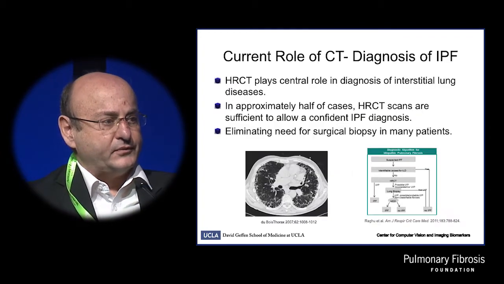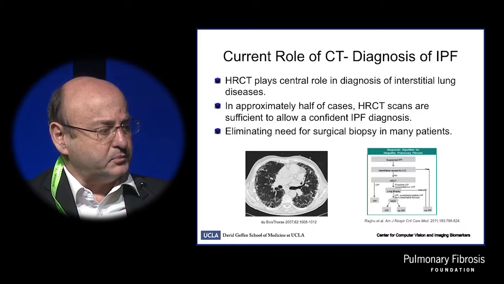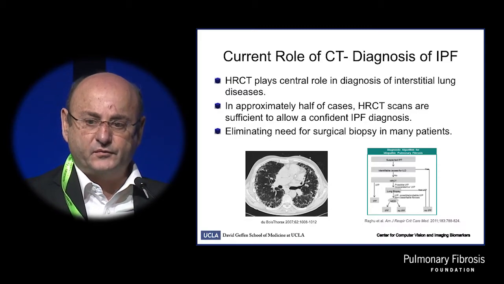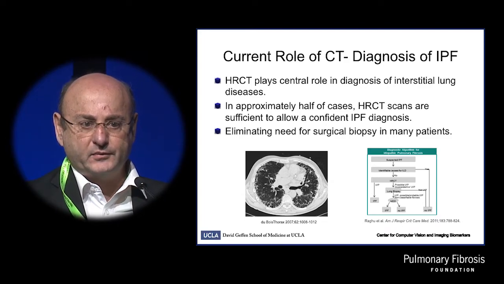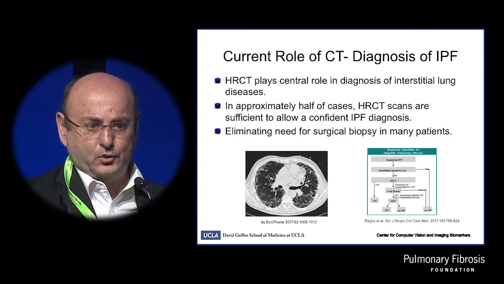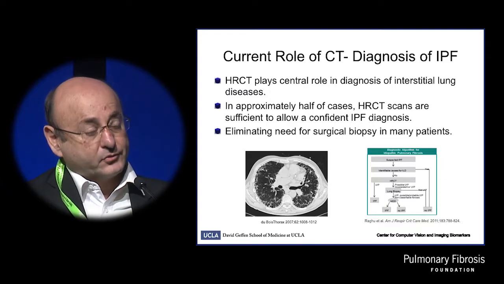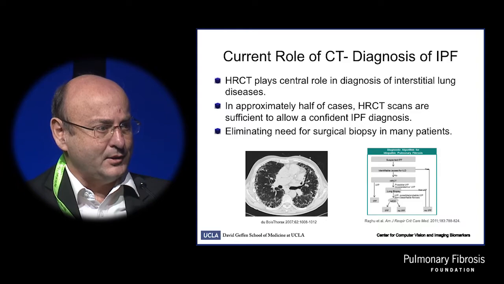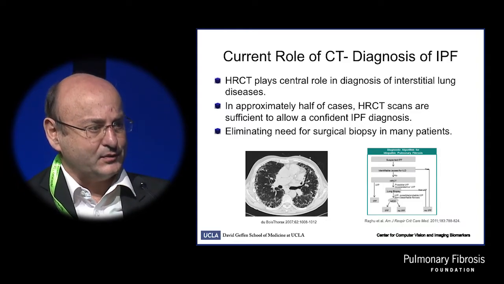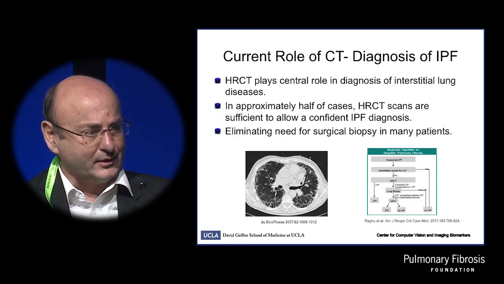The current role of CT is well established, as you just saw. It plays a central role. We as imagers get very excited. There are very few times as a radiologist that I can sometimes say, this is UIP. It's great, it's very exciting, but I can only do it about 50% of the time when the patient has UIP. Can I actually get there? So half the time I'm getting it wrong anyway.